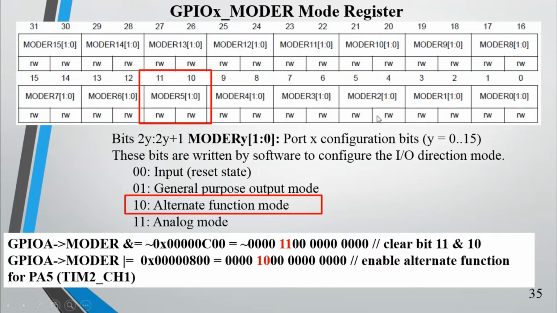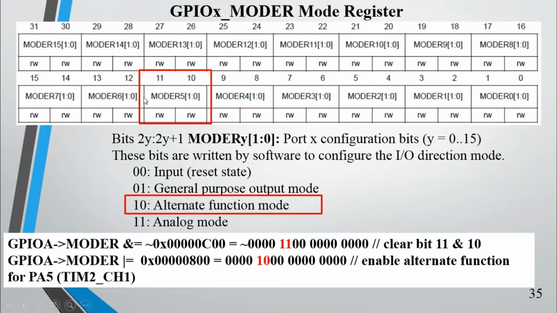A combination of 2 bits is used for configuring the functionality of each pin. So the 0th and 1st bits are used for configuring the functionality of PA0. These two are used for configuring the functionality of PA1. Like that, bit numbers 11 and 10 are used for configuring the functionality of PA5. You can see here, MODER5, bits 1:0. These 2 bits, that is 11 and 10.